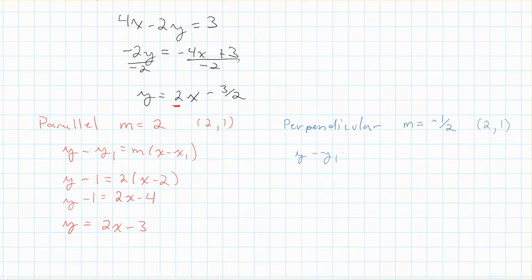y minus y1 is equal to m times x minus x1. So we'd have y minus 1 is equal to negative 1/2 times x minus 2. So you have y minus 1 is equal to negative 1/2 x, being careful of my negatives, I'd get plus 1 then. Adding 1 to both sides, we wind up with y equals negative 1/2 x plus 2. And so those are our two equations here. This one's the perpendicular one we just found, and then this one, of course, is the parallel one.